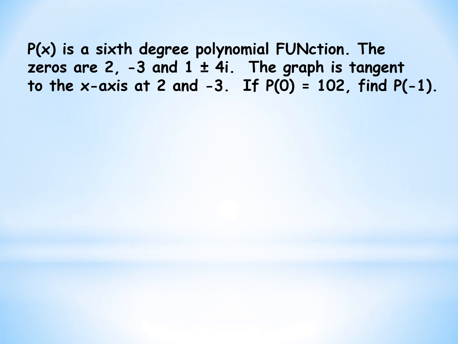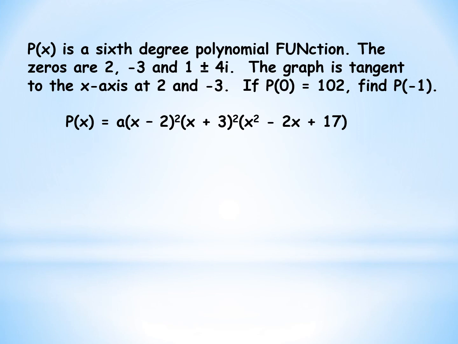Then it gives you p of 0 is 102, so it gives me a point, so I know I'm going to have to find my a value. And then it asks me to find p of negative 1. So once again, you're going to start by writing out your equation, but now I'm going to say x minus 2, but I have to square it because I know 2 is a bounce. I know 2 is a root twice. And here, the negative 3, I'm going to say x plus 3. Remember, if negative 3 is a root, x plus 3 is a factor. If 2 is a root, x minus 2 is a factor. That's an important thing to recognize.